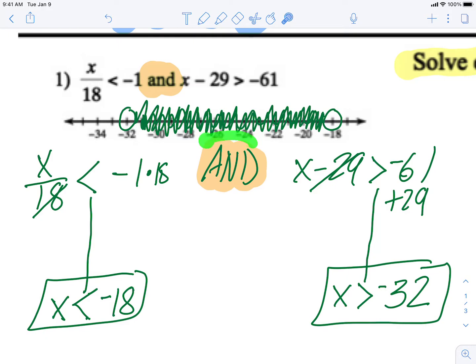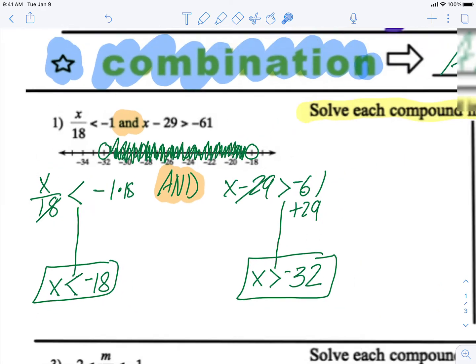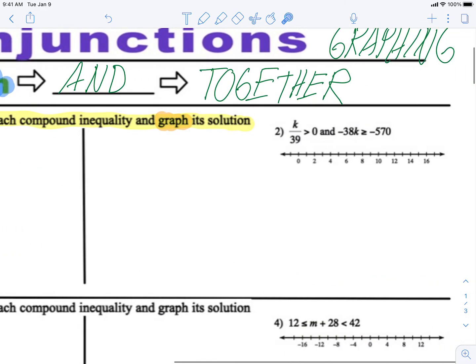But I want "and." Where does it work on both? Right there. See? Right there. That's where it works on both. And that's our first example. Look at that. That's what that looks like. Okay. Let's do our second example.